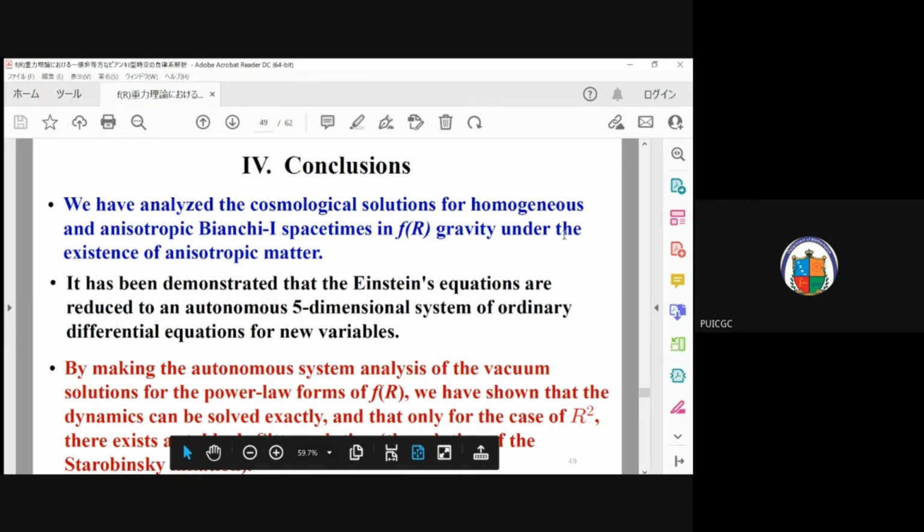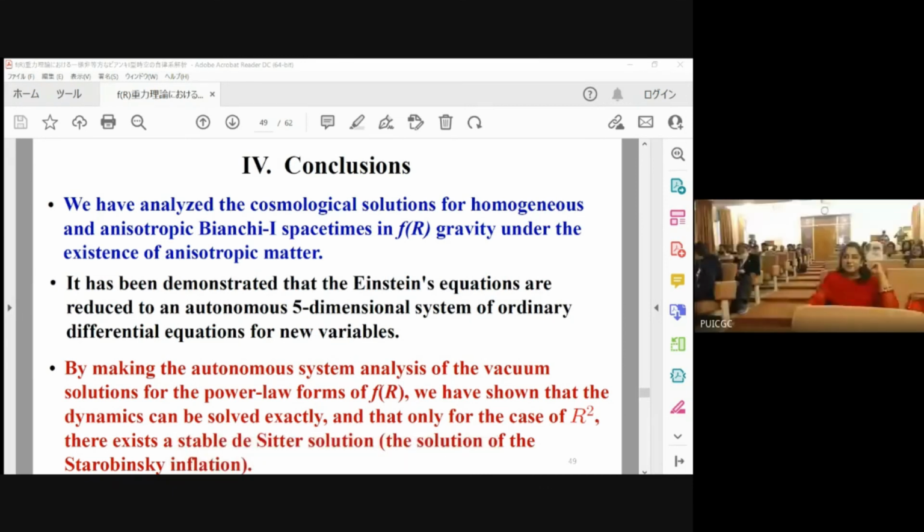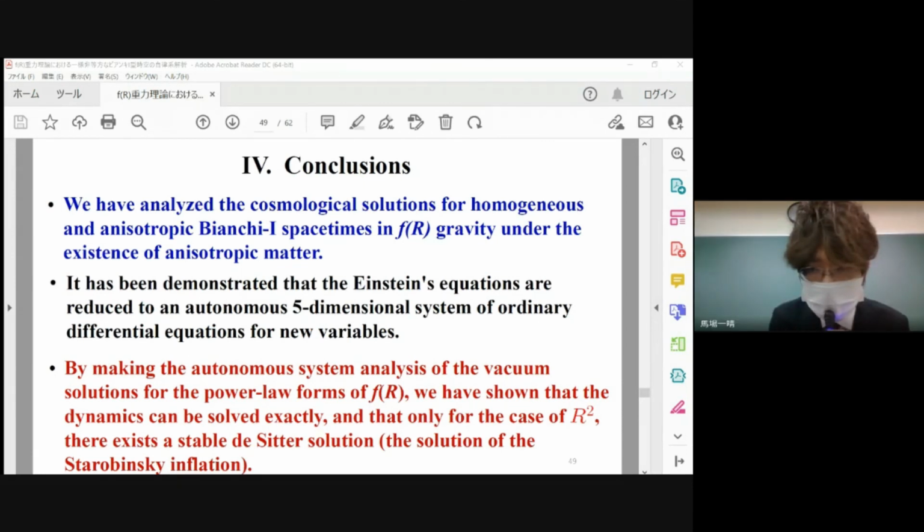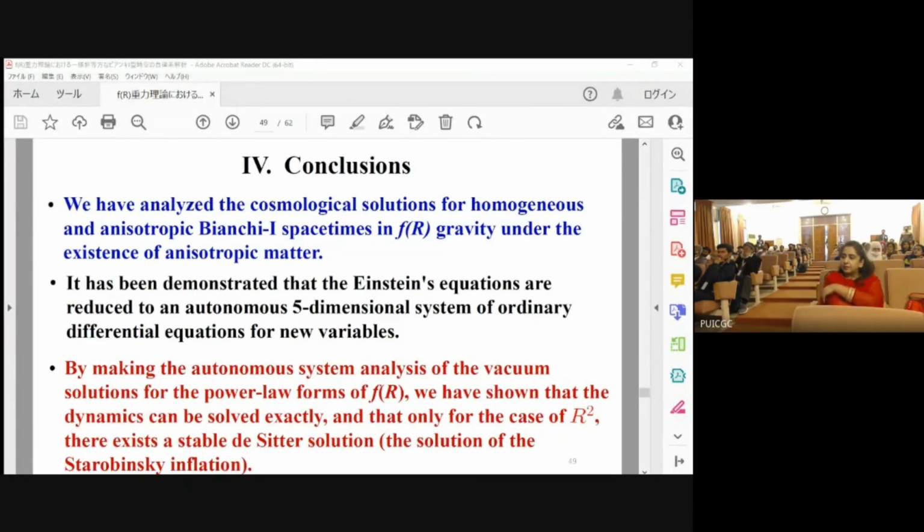So one quick question, please. Yes, Professor Khan. You mentioned the torsion scalar. How do you define torsion scalar? Actually, how can we determine the torsion scalar?